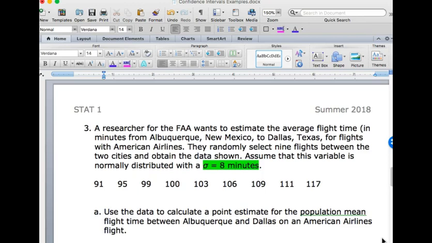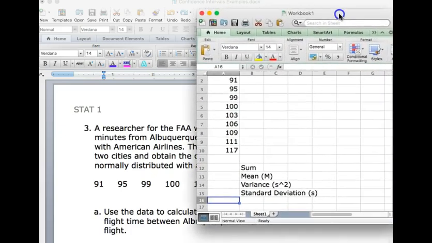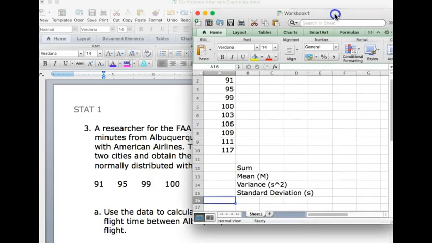So here are the data values. There's 9 of them. So N is equal to 9. So 91, 95, 99, 100, 103, 106, 109, 111, and 117. And this is in minutes, right? So let me go ahead and bring over the Excel worksheet really quick, right?